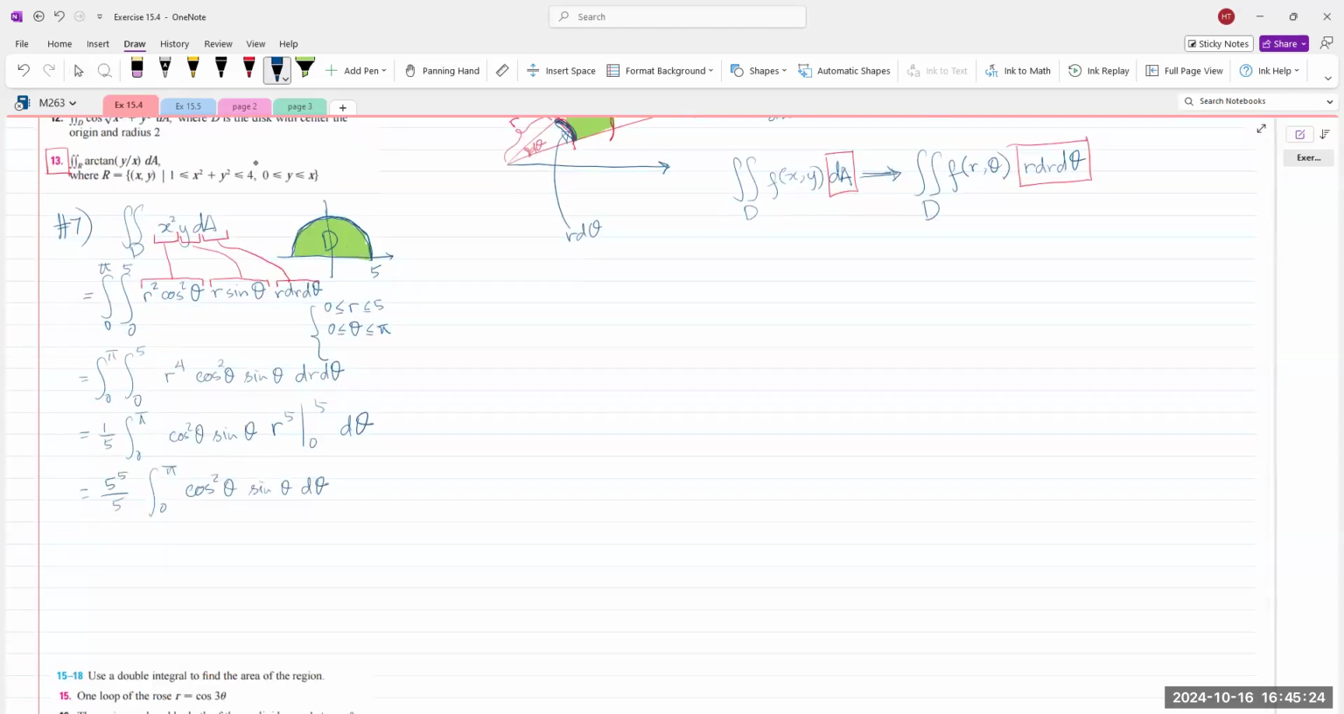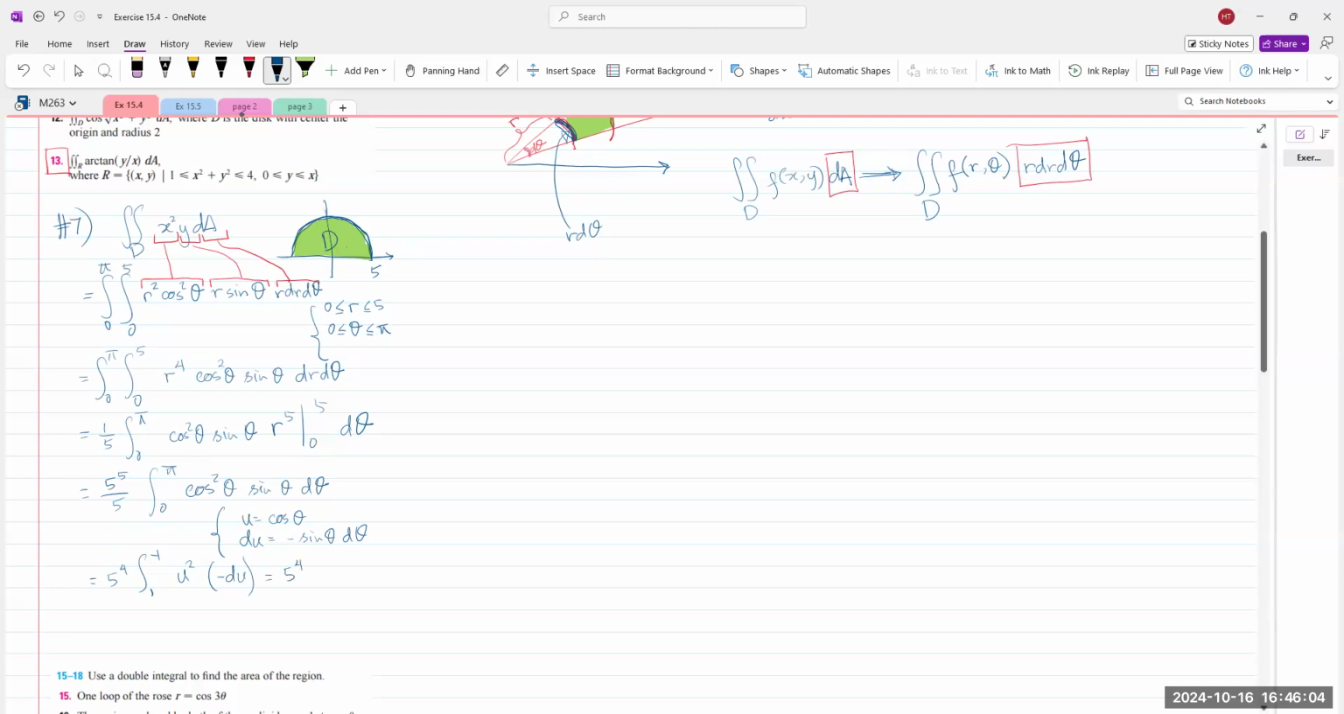Okay, which gives us 5 to the 4th, right? And then the inside, if we do substitution, u equals cosine theta, then du will be negative sine theta d theta. And with substitution, this is 1, this is negative 1, u squared, negative du. Oh, that's an even function, huh? Well, just do it like usual.